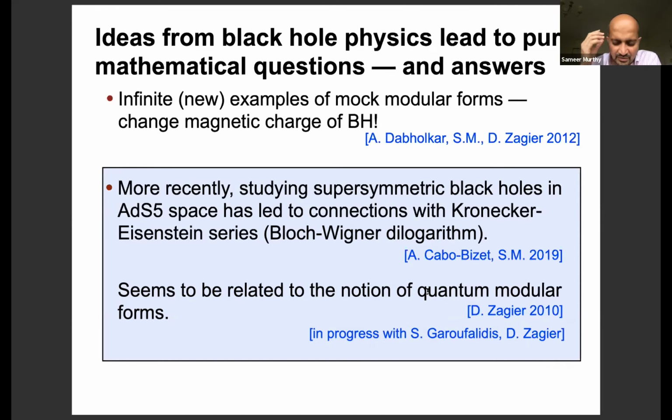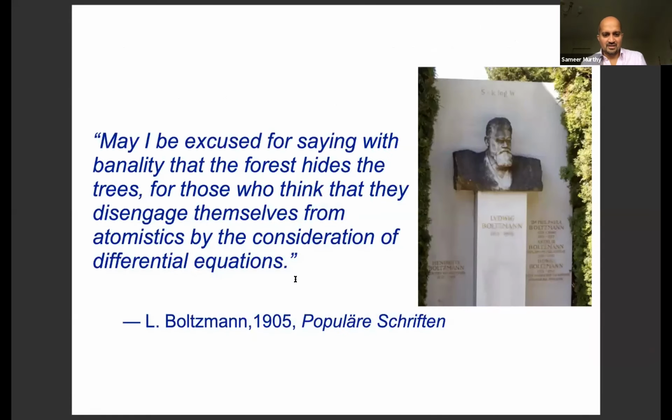And the idea is something very similar, that it's not quite a modular form, but it's close to a modular form in a sense that one can make precise. Okay, so I'll stop over there. I'll just leave you with this quote by Boltzmann, which I think is very appropriate for the present state of quantum gravity. Thank you very much.